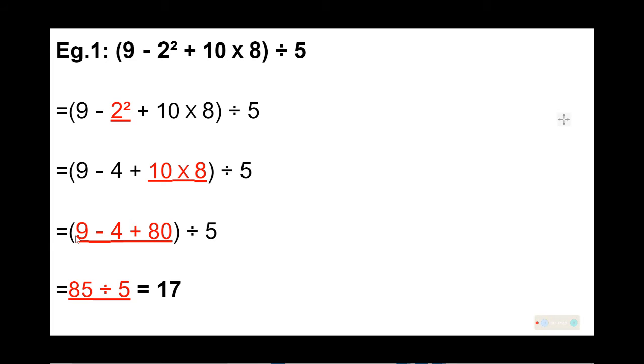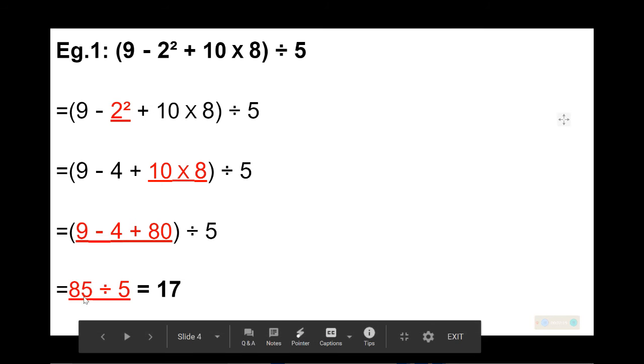And then we could simplify this all together. 9 minus 4 plus 80 will give us 85, and then we could do our last step, which is divide by 5. 85 divided by 5 would give us 17, and that is our final answer. Very simple.